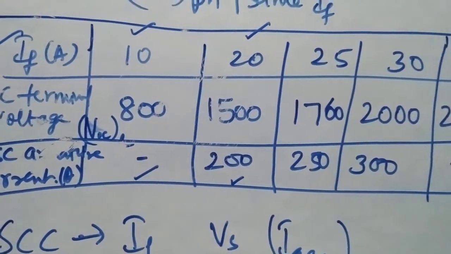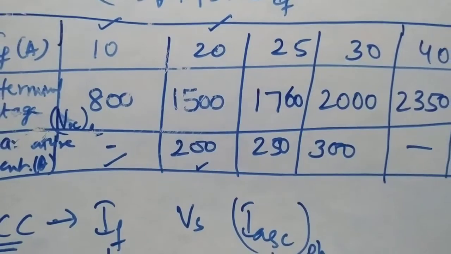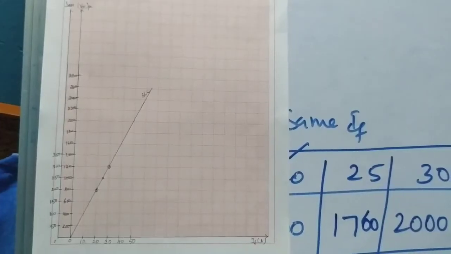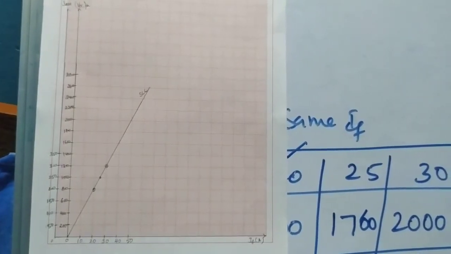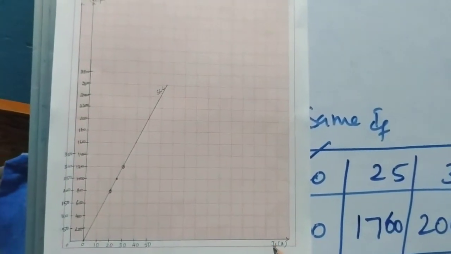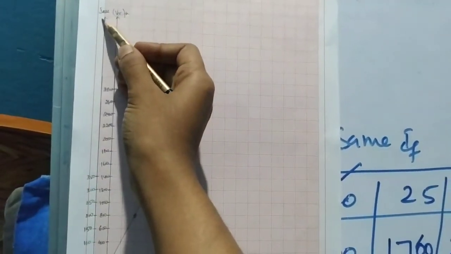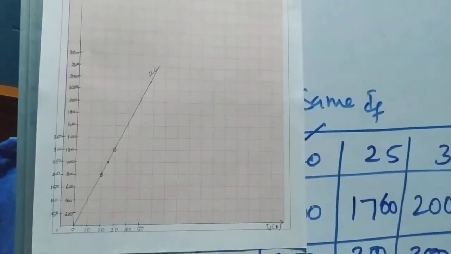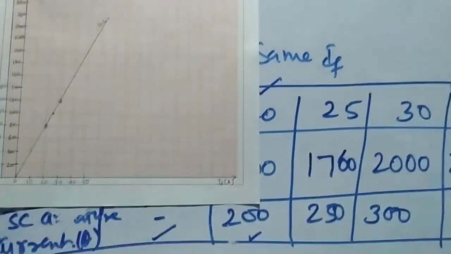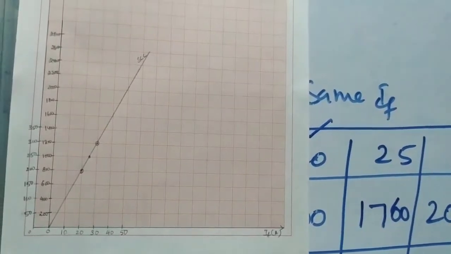Okay, so let us mark the corresponding points onto the graph. So I'll plot the graph. So we can see that we have completed the short circuit characteristics between the IF as x-axis and IAC phase as the y-axis. They have given 3 data, so we have marked the corresponding 3 data and we will get a straight line.